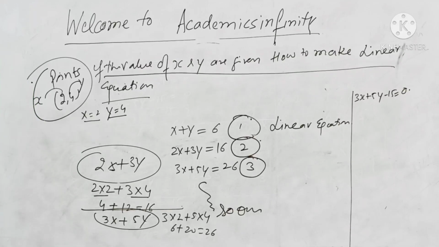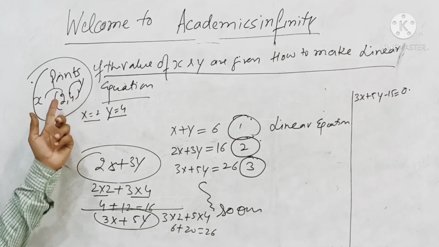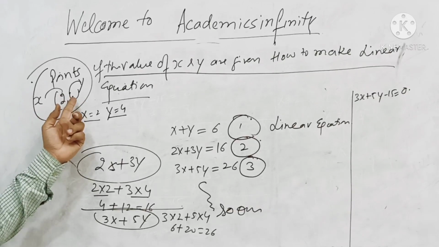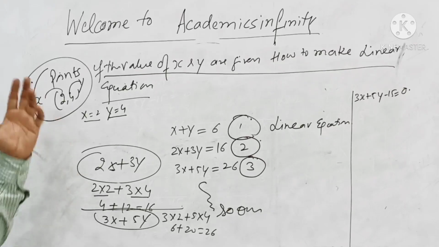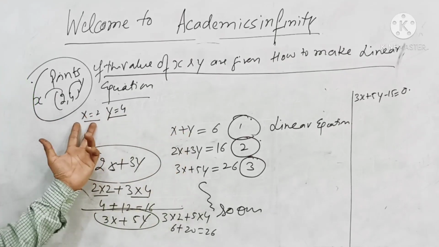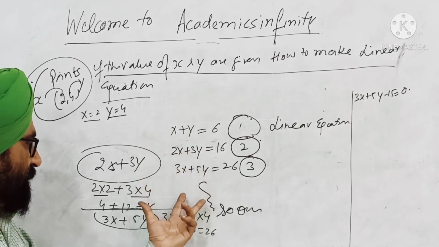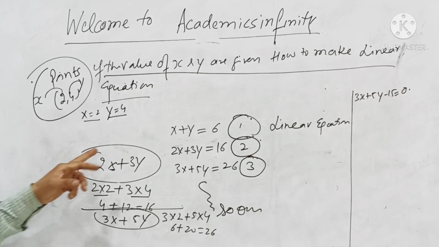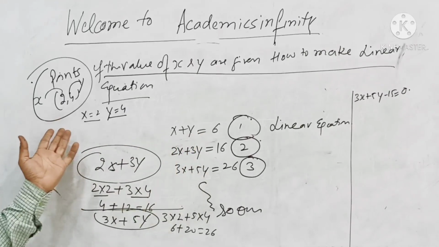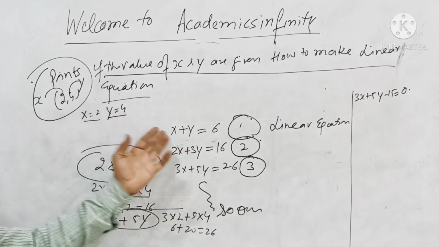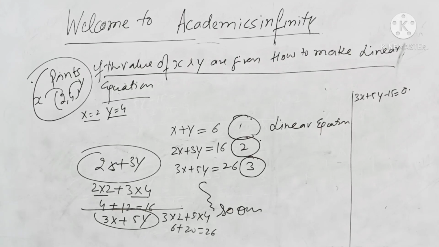If the points of x and y are given in brackets, it means the first value belongs to x, the second value belongs to y. You can assume any equation and put those values in that equation. We already took the example x plus y, put the value of x and y here, 2 and 4, is equal to 6. The first linear equation is x plus y is equal to 6.